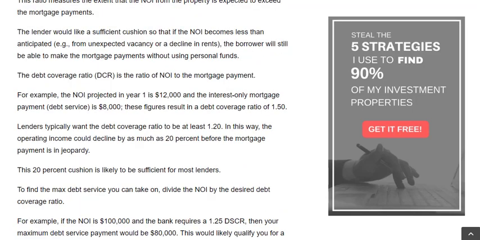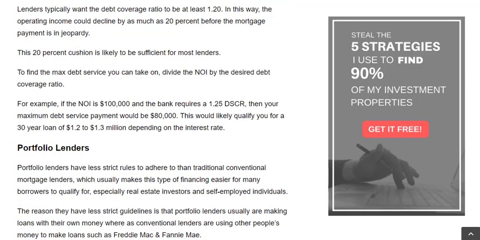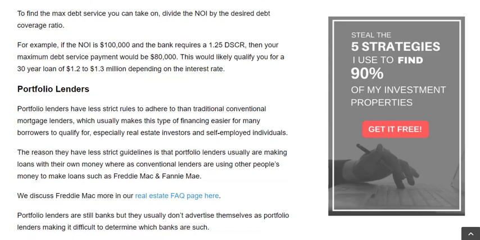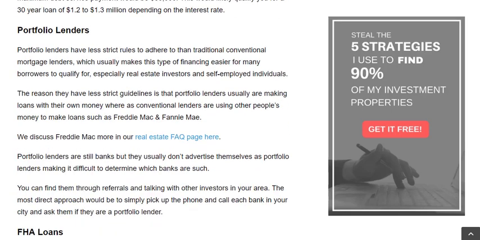So you can learn more about that here, but we pretty much just covered it. They want a 1.25 debt coverage ratio. Typically, some banks might go down to a 1.2. So you'll see that on spreadsheets when people are analyzing properties. There will be a number somewhere that spits out that coverage ratio.